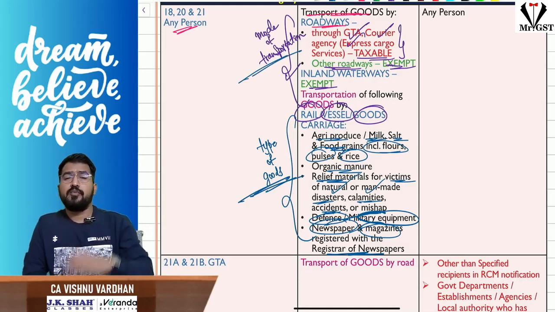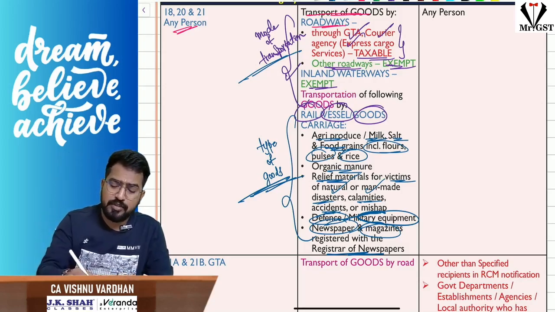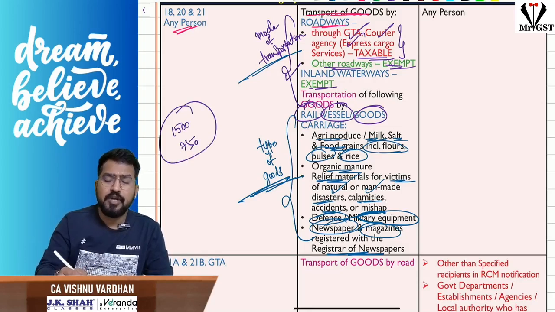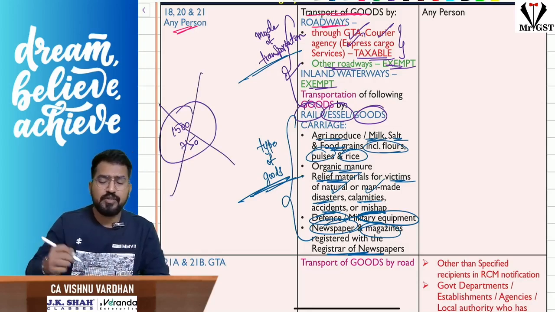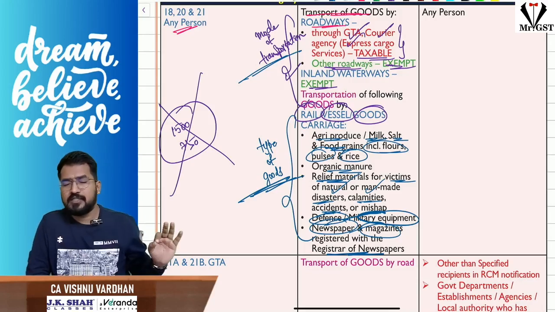And one more thing, please understand, earlier there was an exemption related to transportation of goods based on the value of 1500 or 750 rupees. Now that exemption is not there. So if you see any question with these particular numbers, please understand that the exemption is now not there.